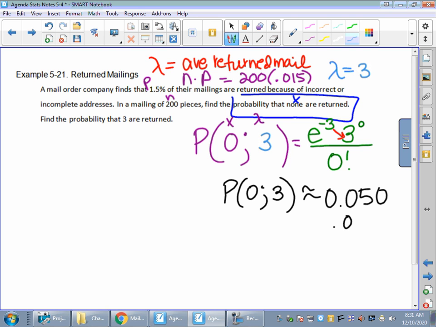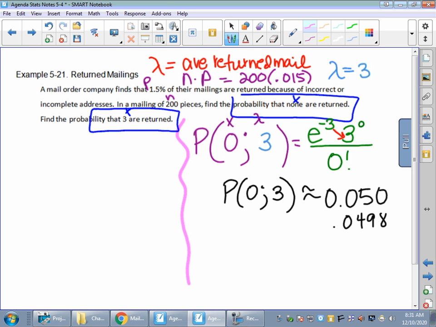Was it 0.0498 or something like that? So about a 5% probability that none of the pieces of mail will be returned. I mean, that's pretty low probability, right? Not likely. So find the probability that 3 are returned.